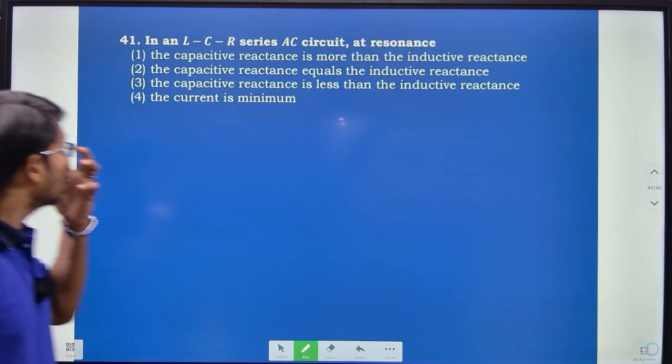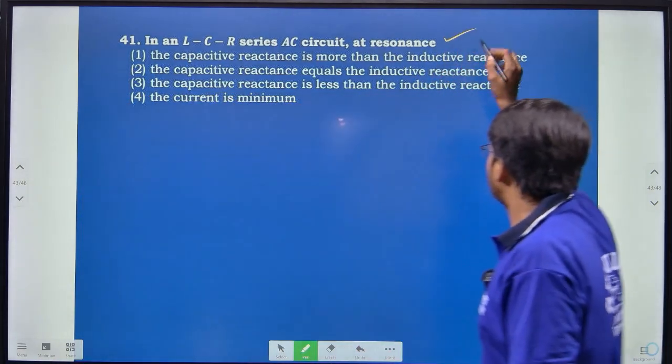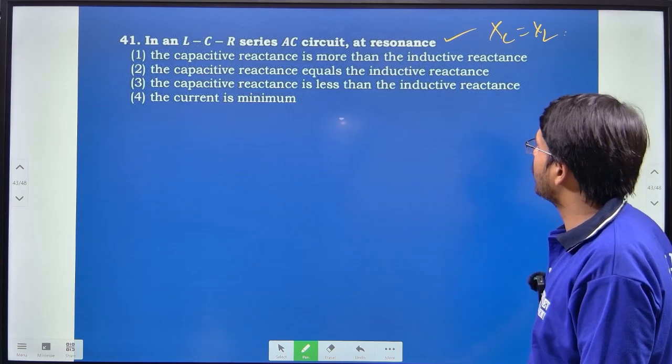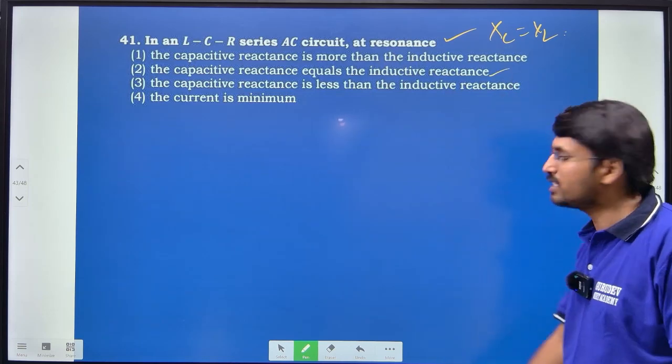Fine. So in an LCR series AC circuit at resonance, XC equals XL, that is, the capacitive reactance equals the inductive reactance. So it's a very simple one, right?